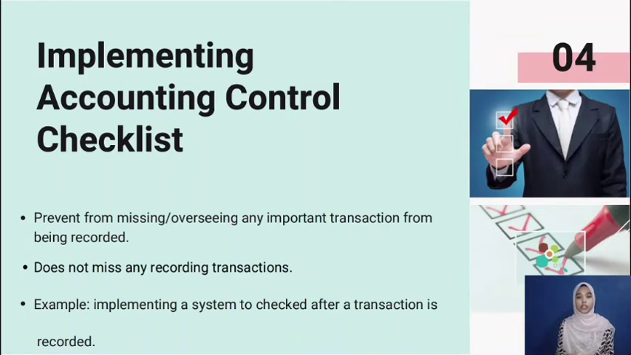An example of an accounting control checklist that Sampin and Songke Enterprise can implement is by making a system of checking after a transaction is recorded.